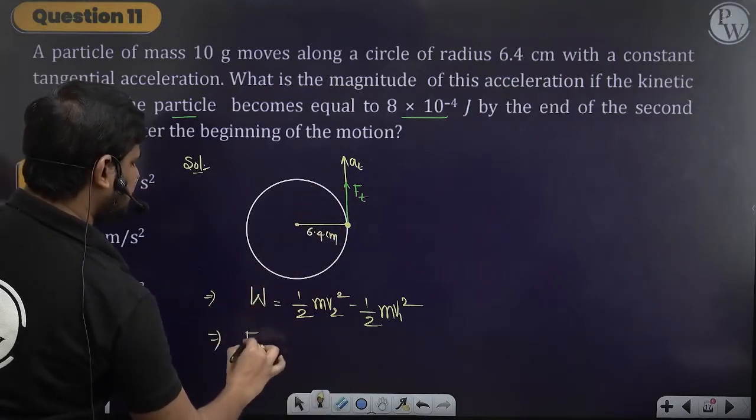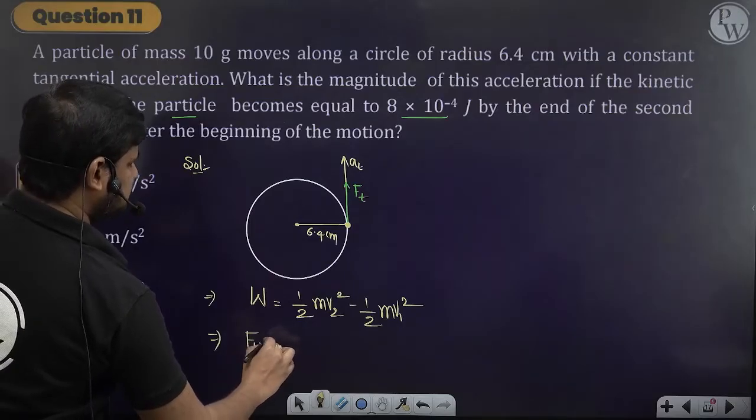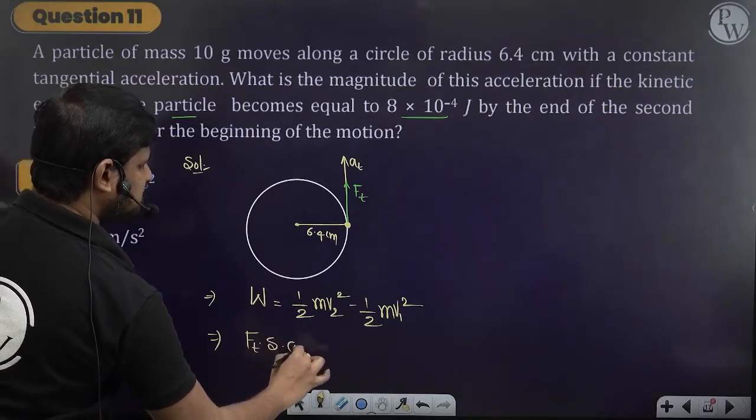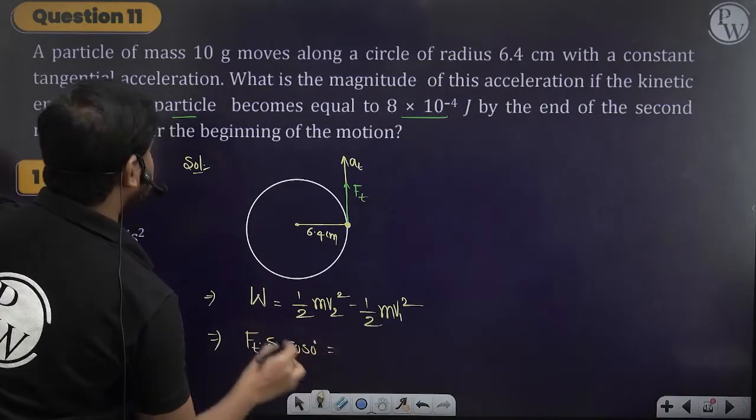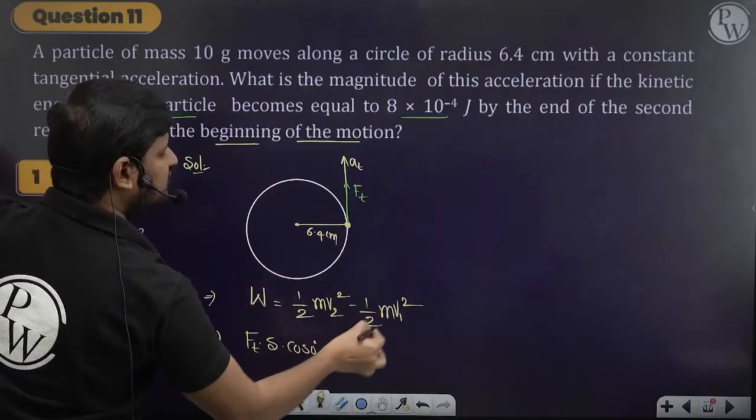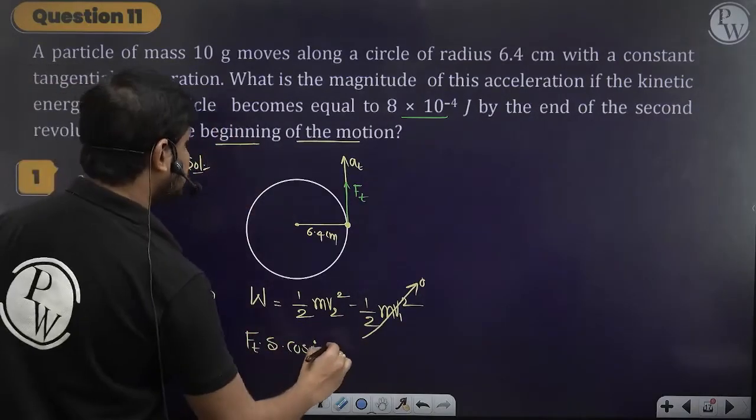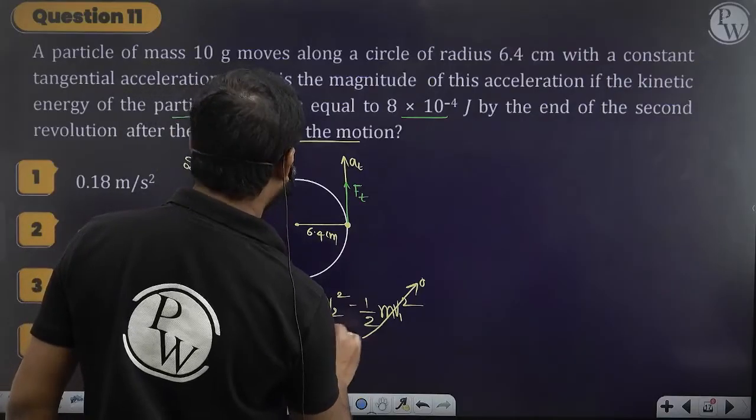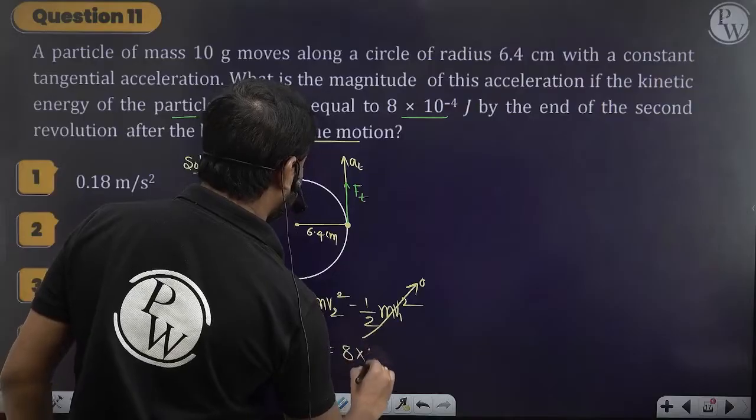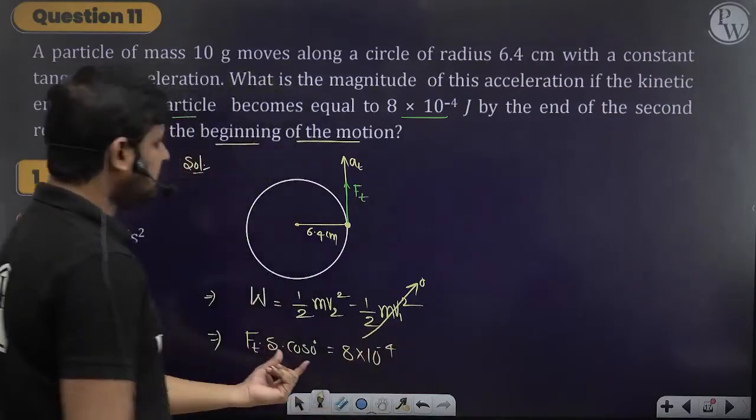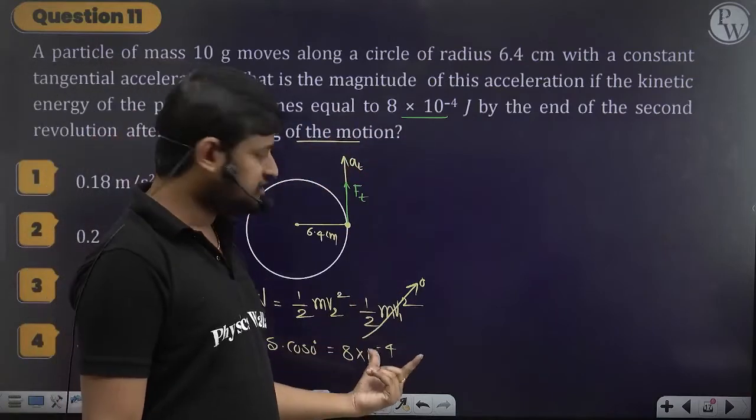Force and displacement both are in the same direction. That's why I am writing force, the tangential force, into the displacement s into cos 0, the angle between those two. Beginning of the motion means initial velocity is 0, yes or no? Then they are asking, the final kinetic energy is given. This is the final kinetic energy, which is 8 into 10 to the power minus 4 joules. I am writing it in place of the kinetic energy.